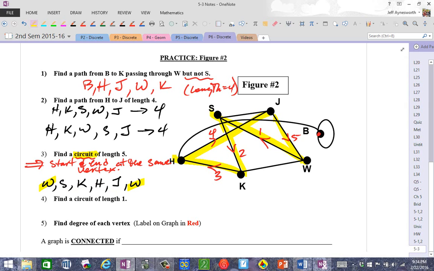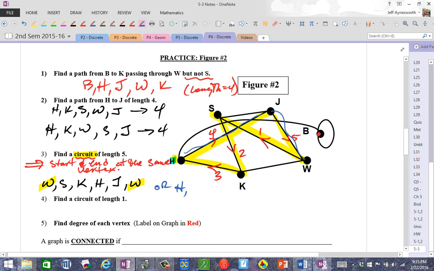You could start at H, for example. Okay, so let me switch colors here. So if you start at H, let's put it right here. I'll put OR, so H. Length 5. So you got to start at H and end at H. So H, J, and then maybe to W here, to S, to K, back to H.